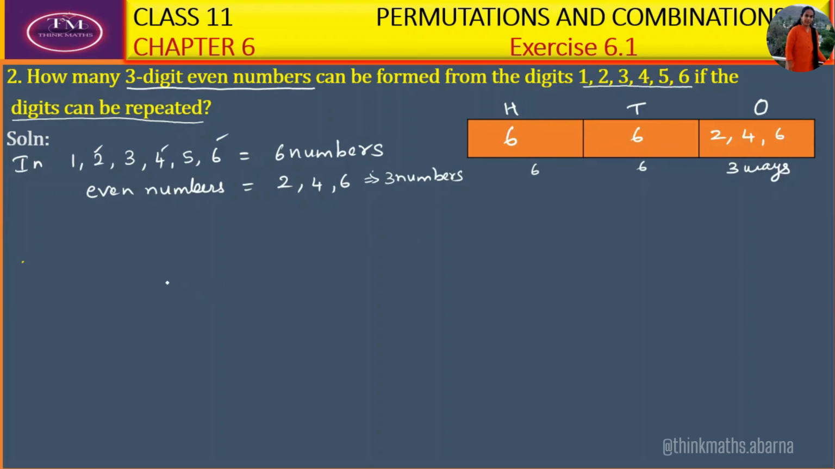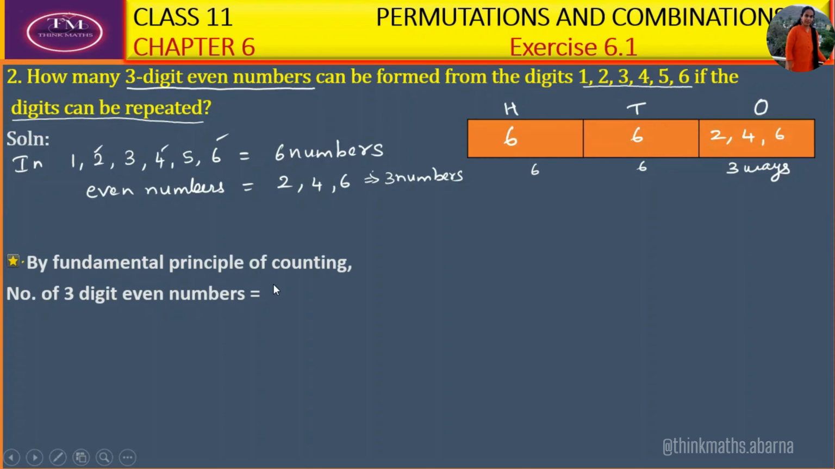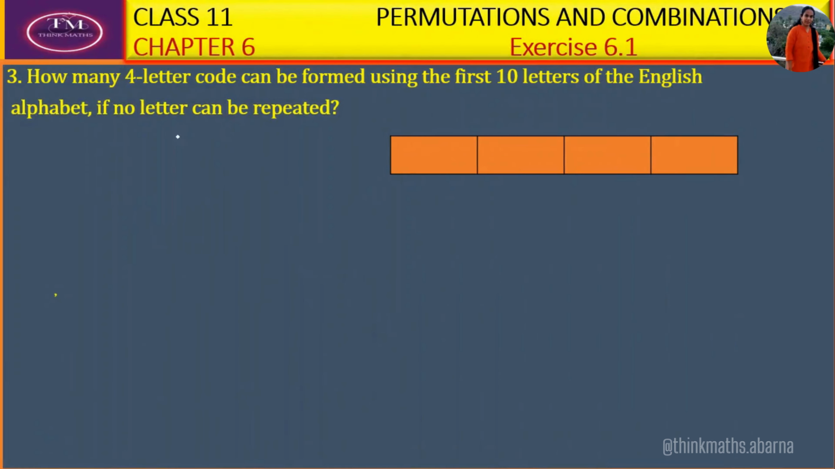So therefore, let me write, by the fundamental principle of counting, the number of 3-digit even numbers is 6 into 6 into 3. So 6 6s are 36. 36 into 3. 6 3s are 18. 3 3s are 9. 108 ways. So there are 108 ways of writing a 3-digit even number using 1, 2, 3, 4, 5, 6. Clear, children? Okay. So moving on to the third problem.